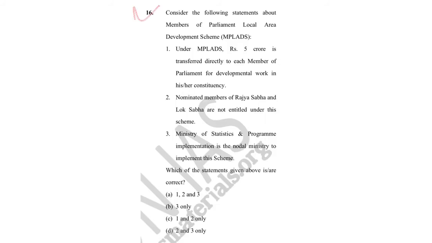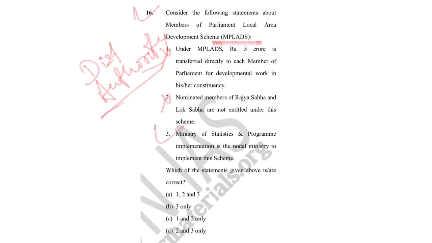Question number 16. Consider the following statements about Member of Parliament Local Area Development Scheme, MPLADS. 1. Under MPLADS, rupees 5 crore is transferred directly to each member of the parliament. No. It is transferred directly to the district authority. Nominated members of Rajya Sabha and Lok Sabha are not entitled. Yes, they are also entitled. That is why this statement is also incorrect. Ministry of Statistics and Program Implementation is the nodal agency to implement this scheme. Yes, this statement is correct. 3 only will be the answer, B.